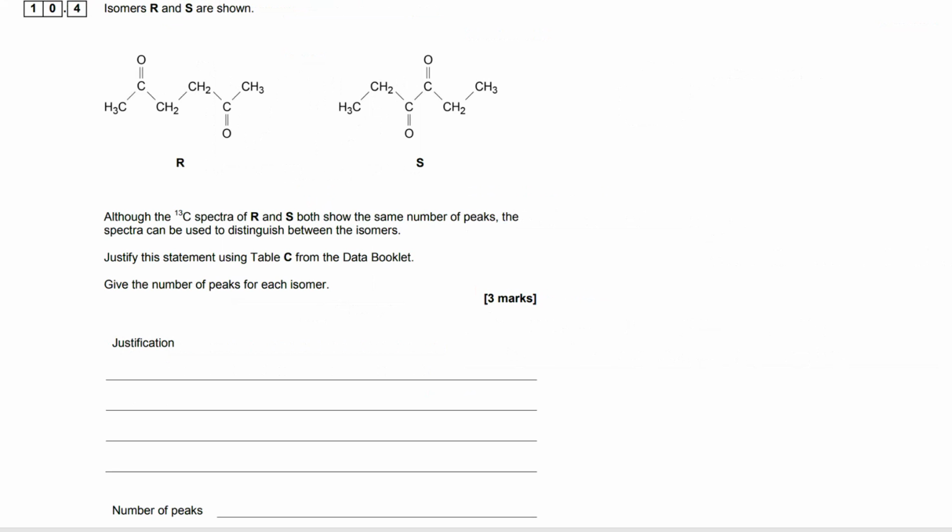And continuing with structure determination and analysis of spectra. So the carbon-13 spectra of R and S show the same number of peaks. The spectra can be used to distinguish between the isomers. So we need to look at why. We need to give the number of peaks for each isomer as well.